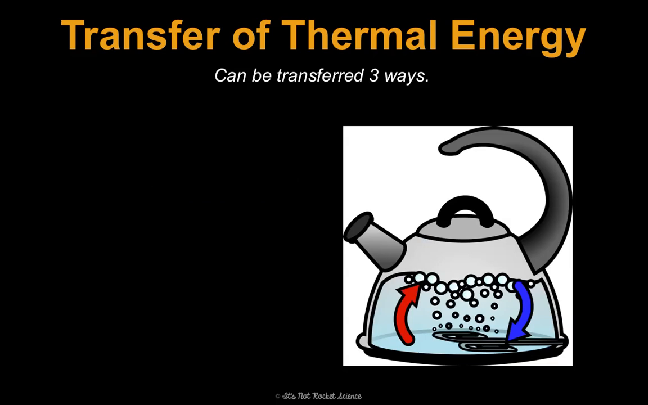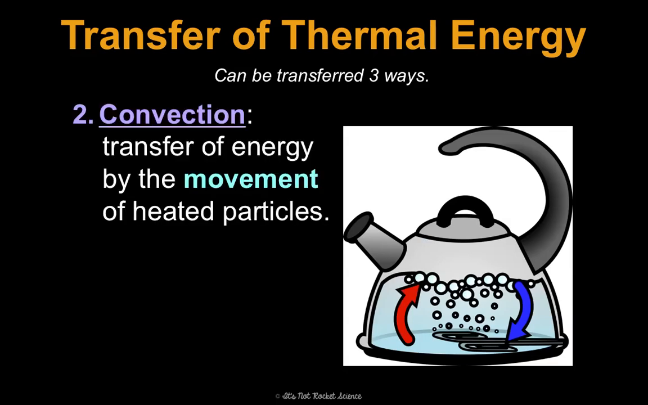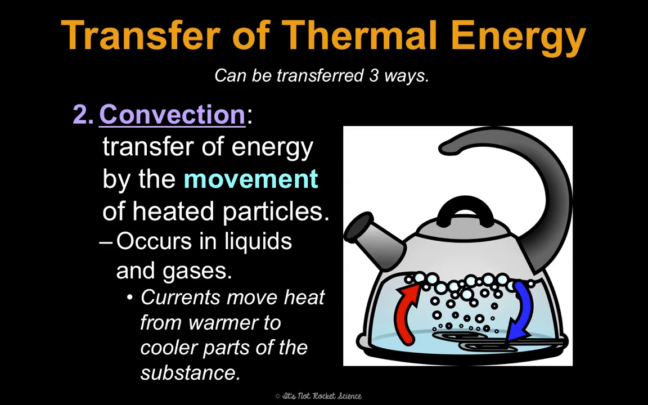But another way we can transfer thermal energy is by convection. And this is a transfer of energy by the movement of heated particles. And this happens most often in liquids and gases. And this happens anytime there's some sort of current. So the way that you probably witnessed this in your life is anytime you've ever boiled something, like water for mac and cheese or for tea or something like that, there's this movement of heated particles.